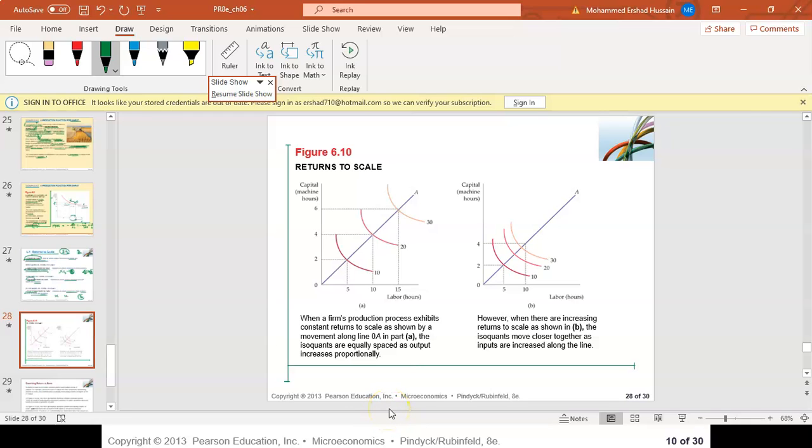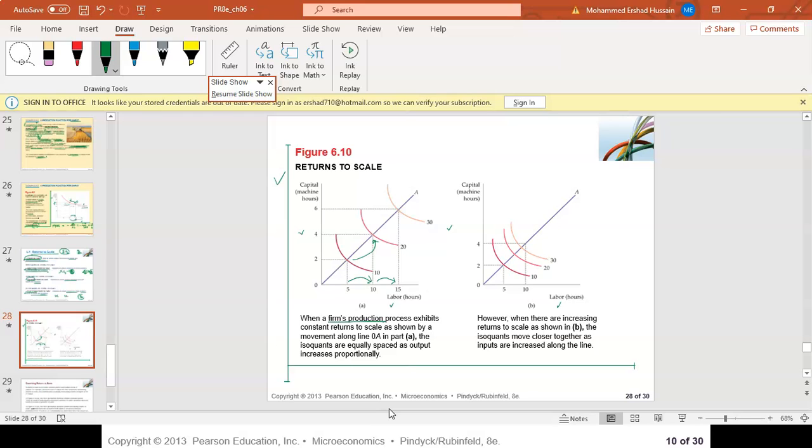So this is another way to show you. Look at that. Here we are increasing labor and capital, and then labor hours. We are increasing labor from 5 to 10, 10 to 15. As a result, labor is doubled, 5 to 10, and what happens? From 10 to 20, output is doubling.